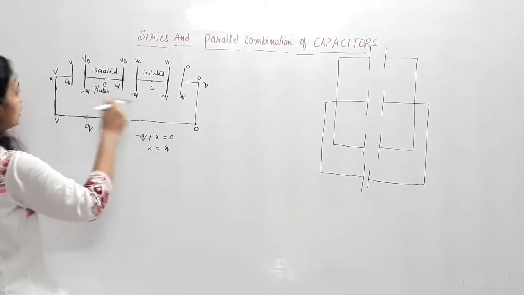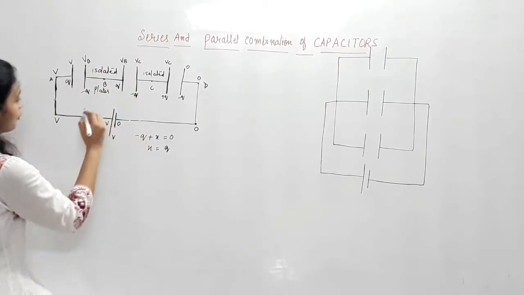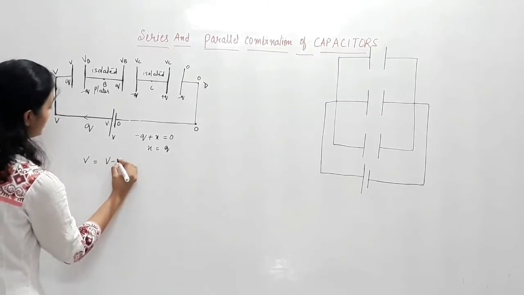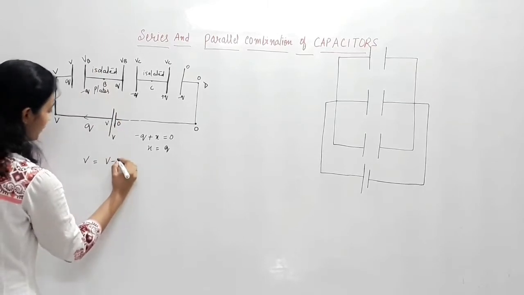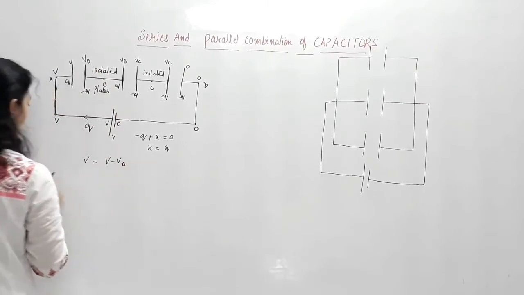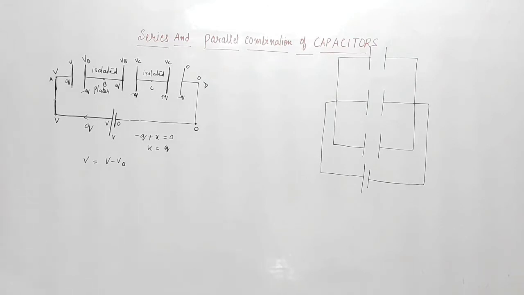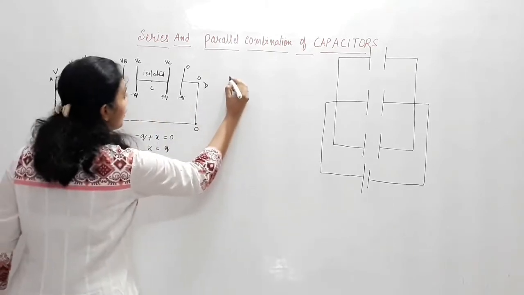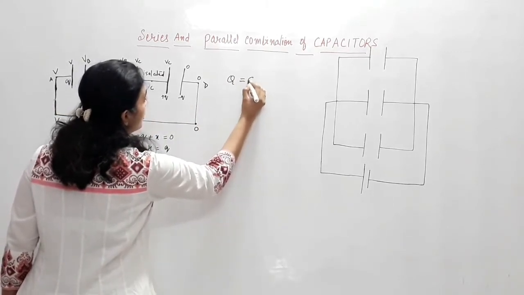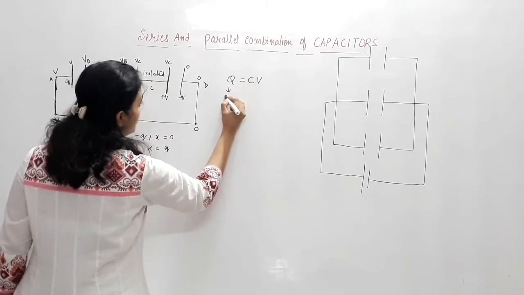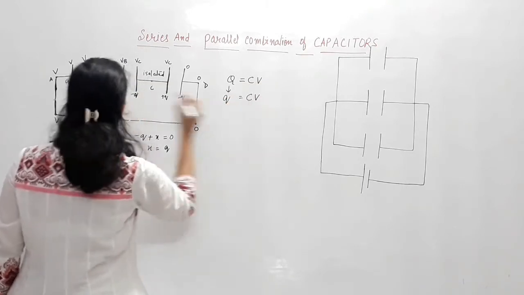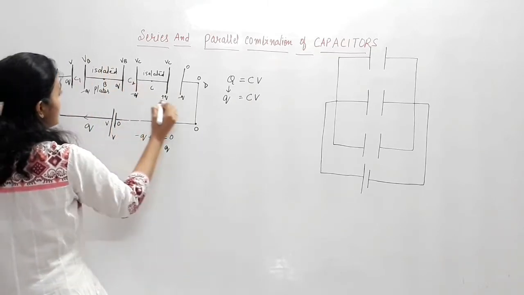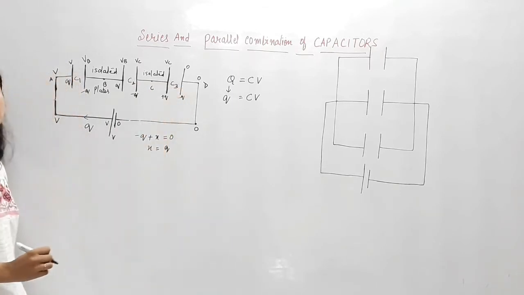So let us work for the combination. I will write the net potential V is equal to V minus VB. We can write it for the total potential in terms of the standard expression, Q is equal to CV. Here our charge is Q, and let us call our capacitors. Let us say this is the first capacitor, I call it C1. This is having capacitance C2. This is having capacitance C3.